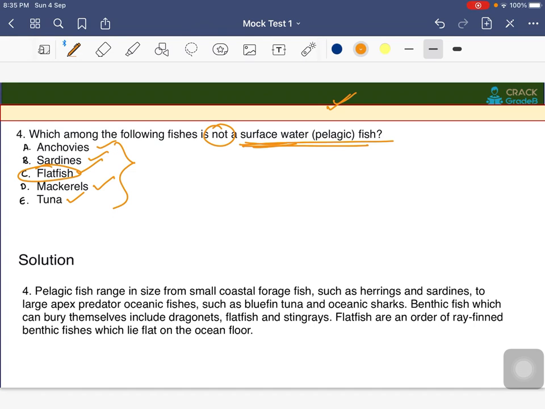What are these pelagic zone fishes? Pelagic fish range in size from small coastal forage fish such as herrings and sardines to large apex predators, that is oceanic fishes such as bluefin tuna, oceanic sharks, etc. Benthic fish, okay. Just observe the two words here, okay? This is the pelagic fish range and then benthic. Benthic is nothing but the fishes which are present in the bottom area. That is called benthic fish, which can bury themselves, including dragonets, flatfish, stingrays, etc. Thus, flatfish are an order of ray-finned benthic fishes which lie flat on the ocean floor.